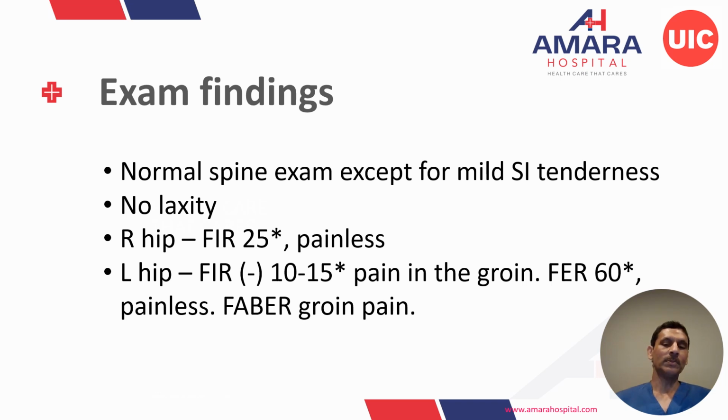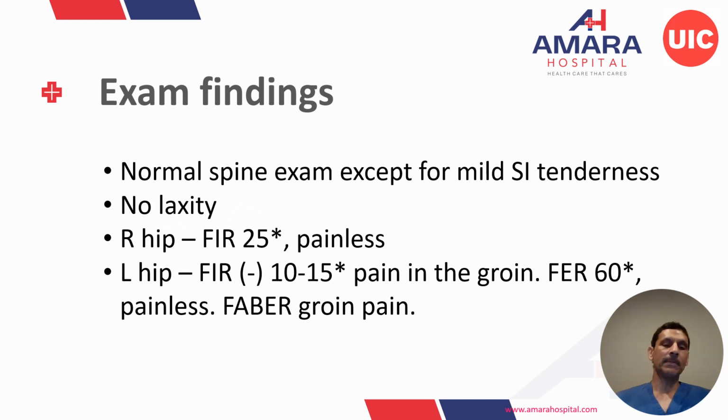And then external rotation was 60 degrees, well within normal limits. So a healthy range of motion is FER of 60 and FIR of 30. A lot of people may not have it, but if they don't have that motion and have pain, then you think about mechanical causes. And external rotation was not painful at all, painless. The FABER test, flexion, abduction, external rotation, caused some groin pain.